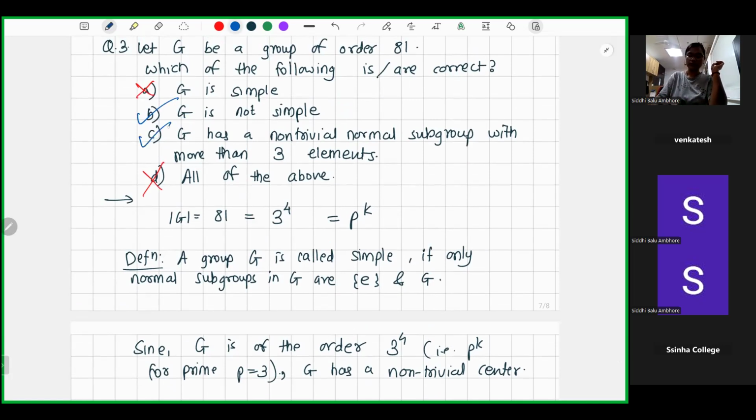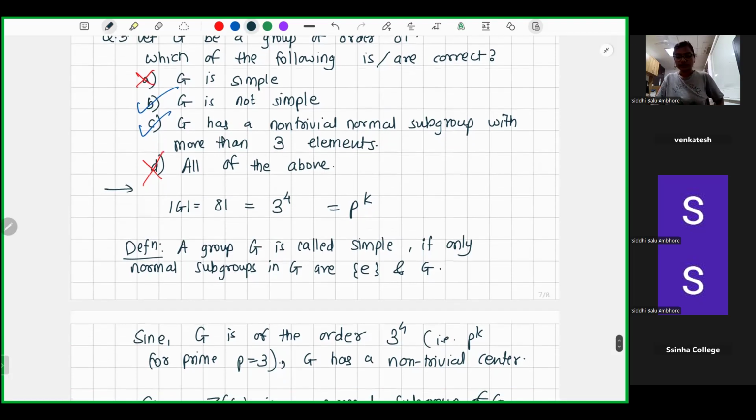Okay, is this okay with you? Please let me know if there is any doubt about how we are concluding this statement.